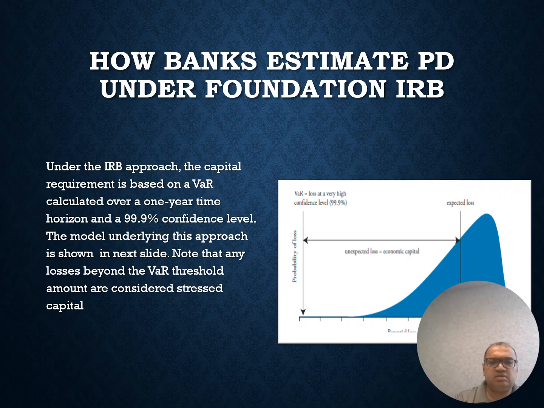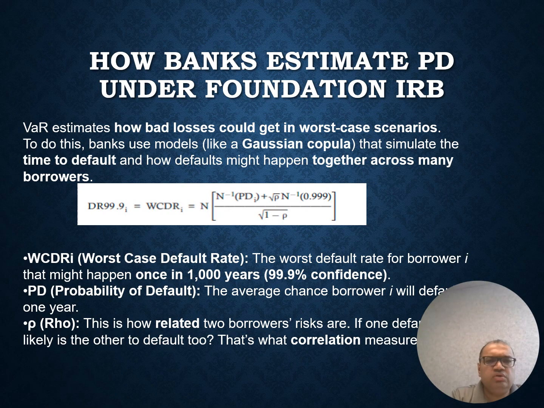That is a loss that would occur once in 1,000 years. The model underlying this approach is shown in the next slide. Note that any losses beyond the VaR threshold are considered stressed capital, which is taken as part of the operational risk part. So let's zoom in further. The formula used over here looks very weird, but don't get scared. All it's saying is that for the capital calculated, where the bank is using its own approach, we calculate the worst case default under a 99.9% confidence level, which happens once in 1,000 years, right?